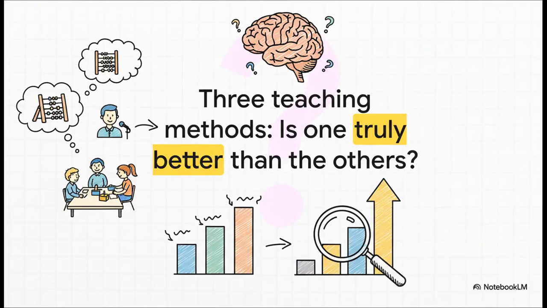So let's set the scene. Here's our case. A school district rolls out 3 brand new teaching methods. They're hoping one of them will be a game changer for math scores. At the end of the term, they collect all the test results. Now the big question is, did one method actually work better? Or are the little differences they see just random chance? How can they possibly know for sure?